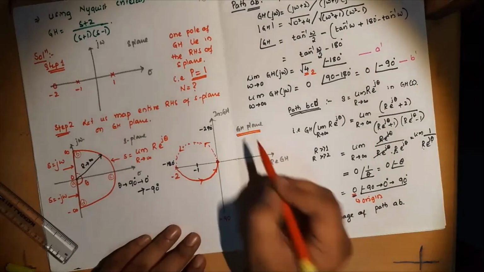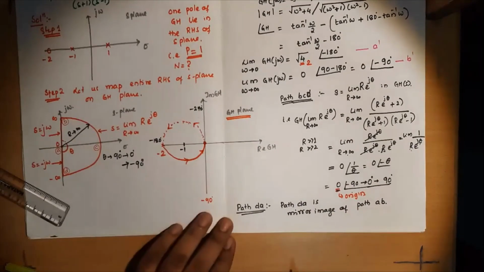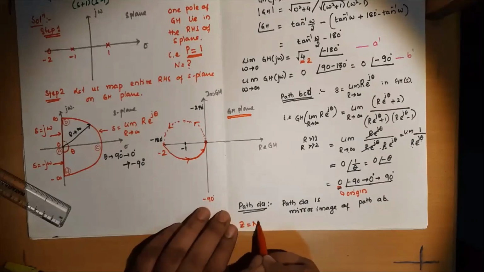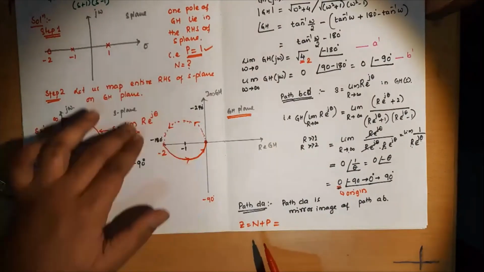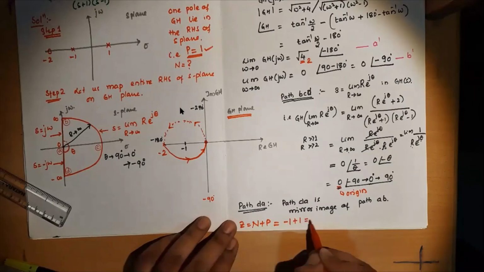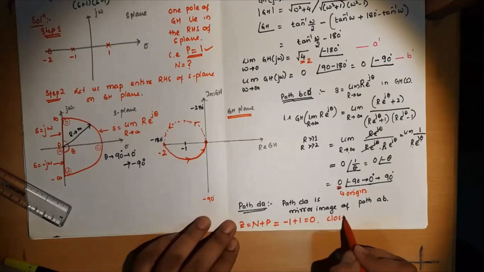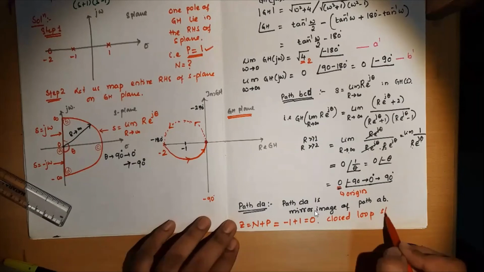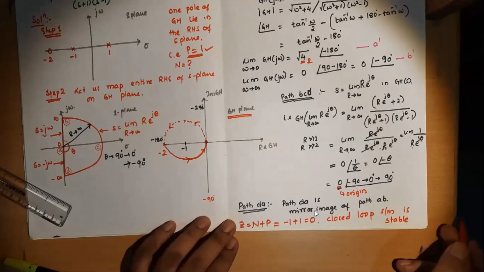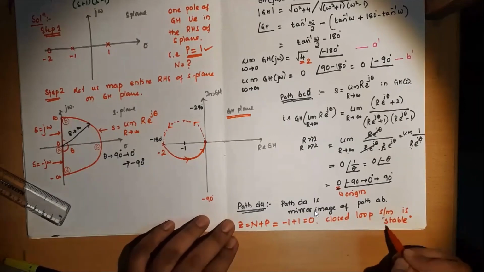So the final conclusion now. Z equal to P plus N. So P is 1. What is the N value? N is minus 1 because there is an anti-clockwise encirclement. So minus 1 plus 1 equal to 0, which means the closed loop system is stable. Stable. Okay. So that's it.